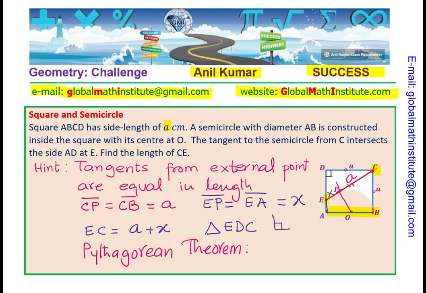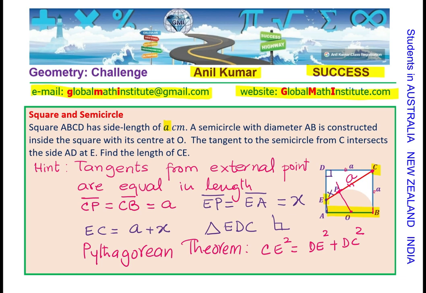That is to say that CE square, which we really want to find, is basically equal to DE square plus DC square. Makes sense, right? So that is how you can actually find the solution of this particular question.